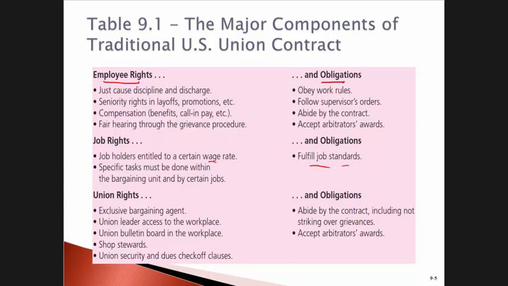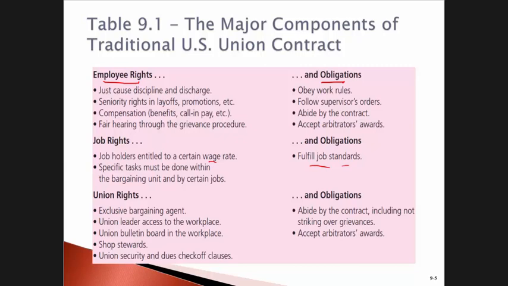The union has obligations, though. They must abide by the contract, including not striking over grievances, which is an important concern. And the union also must accept the arbitrator's award should a grievance go to arbitration. The goal of these things is to avoid favoritism, manipulation, and abuse. Unions are much more likely to get good benefits and pay relative to non-union situations.